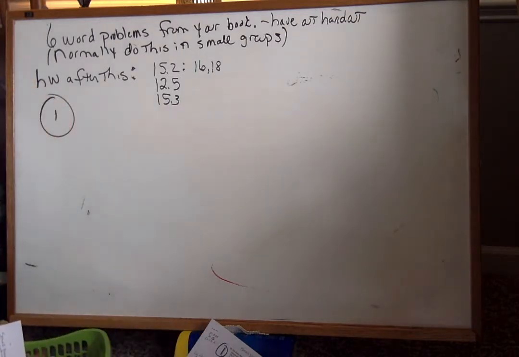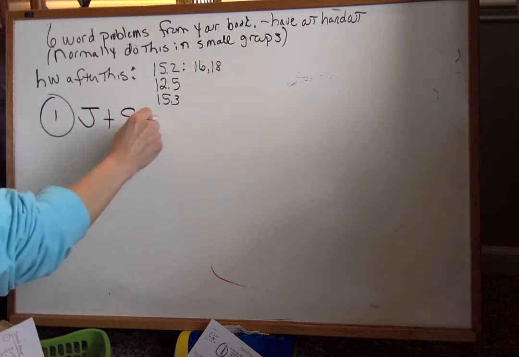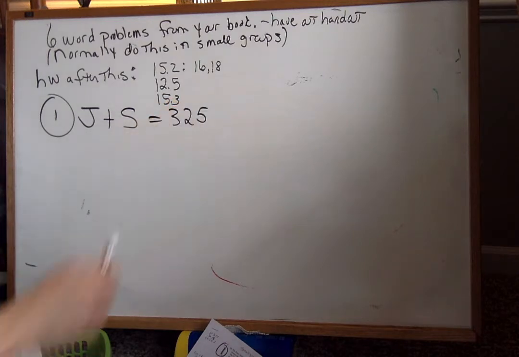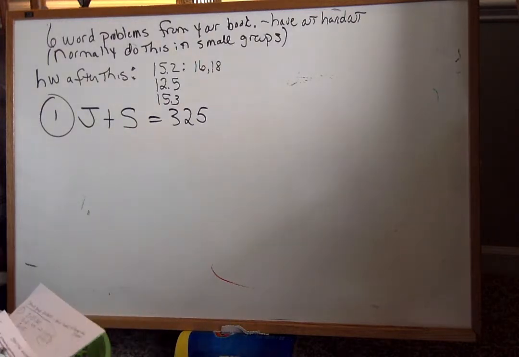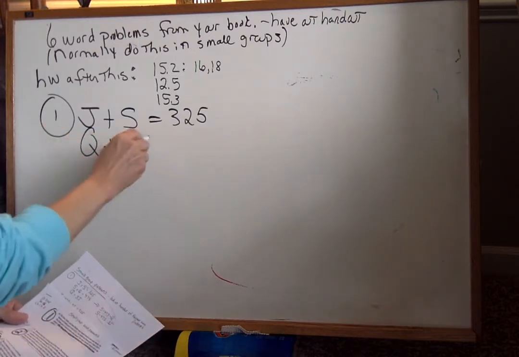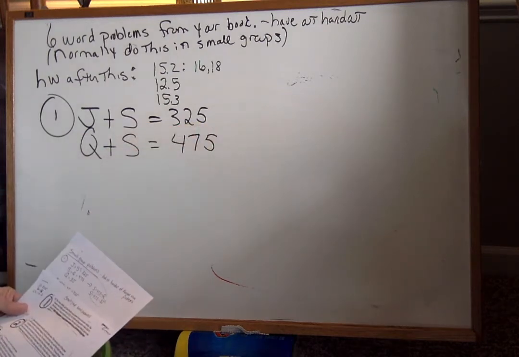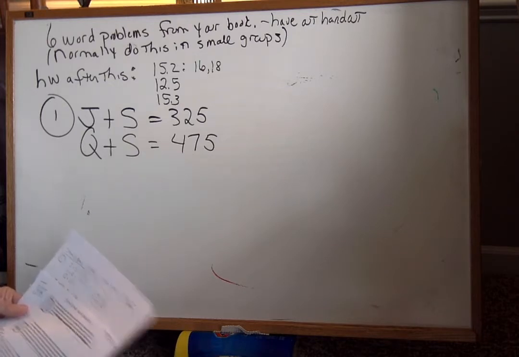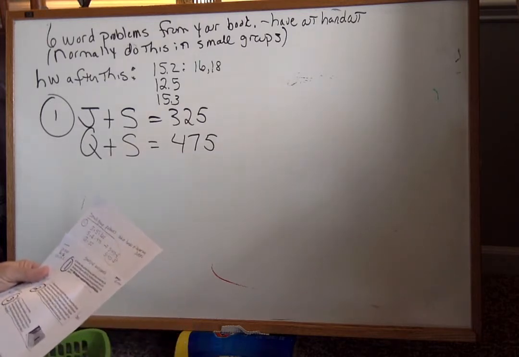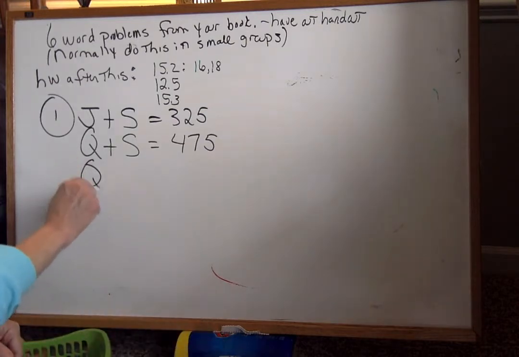So we're doing number 1 first. Jones plus Smith gave a total of $325. Smith and Quan gave a total of $475. And then the first part that I do find students get a little confused on, the Quans gave 3 times as much as the Joneses.